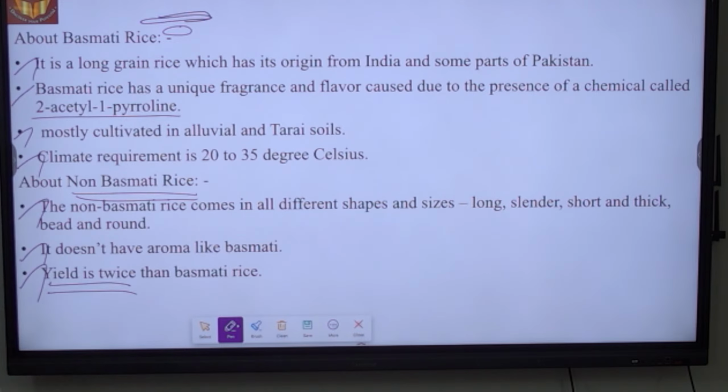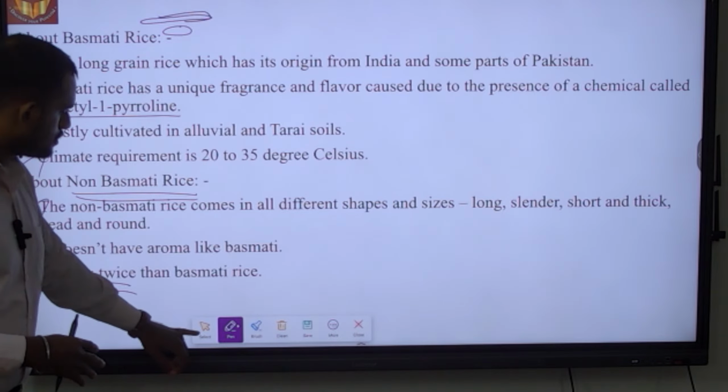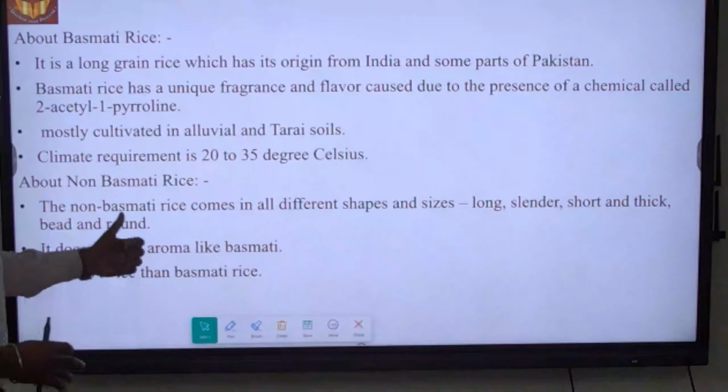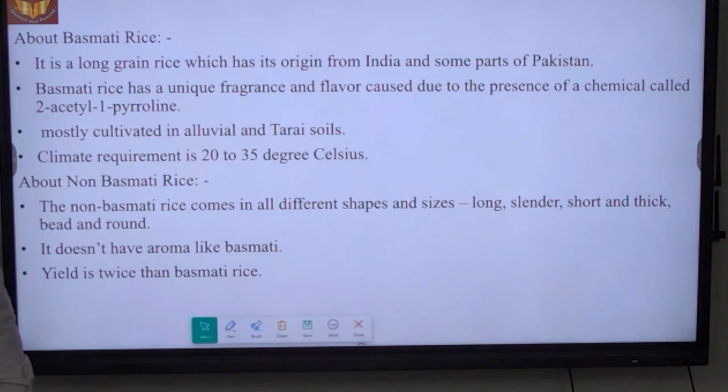and the difference between basmati and non-basmati rice. These details are enough, so that through these details we are able to answer the prelims question if there is anything related to basmati or non-basmati rice.